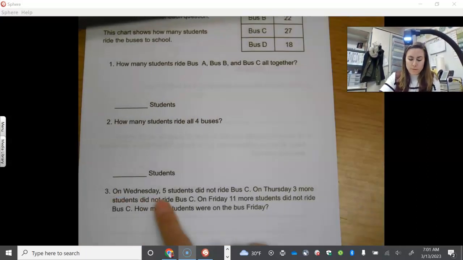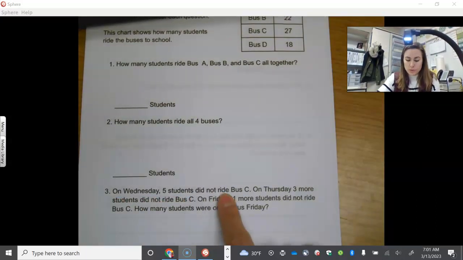On Wednesday, 5 students did not ride Bus C. On Thursday, 3 more students did not ride Bus C. On Friday, 11 more students did not ride Bus C. How many students were on the bus Friday?